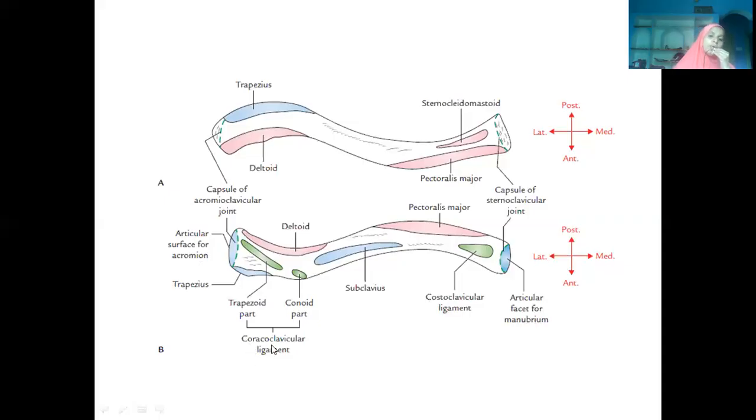That is coracoclavicular ligament. When we discuss scapula next, I will show you, coracoid process is there. So extending till the coracoid process, we have these ligaments, conoid part and trapezoid part of the coracoclavicular ligament. This we will read again when we are doing shoulder joint.